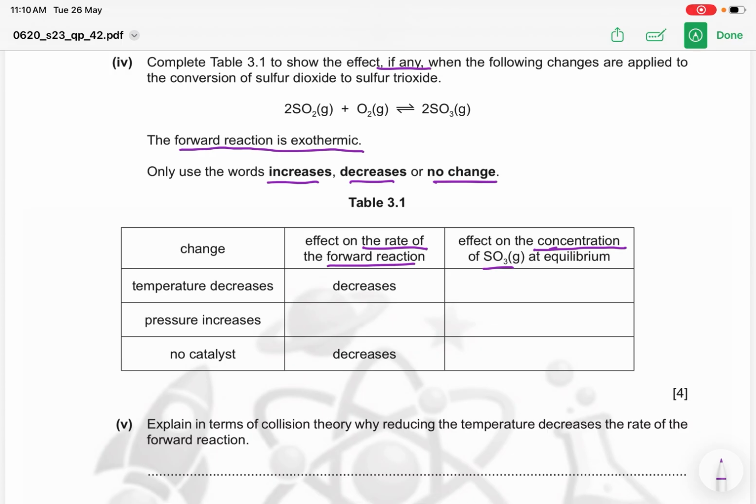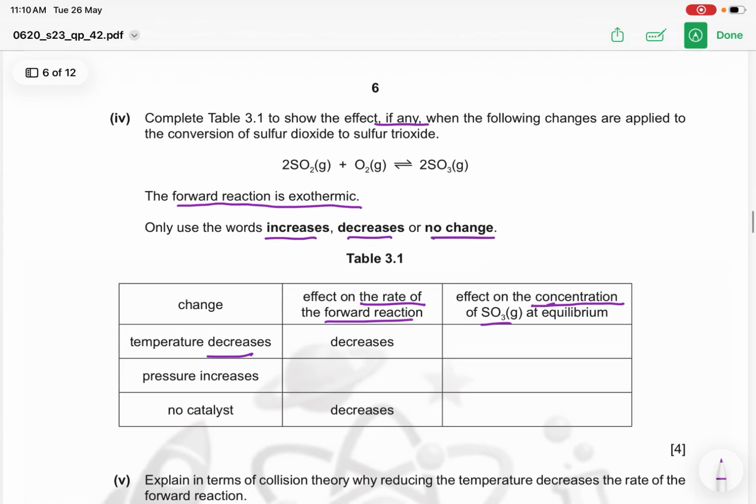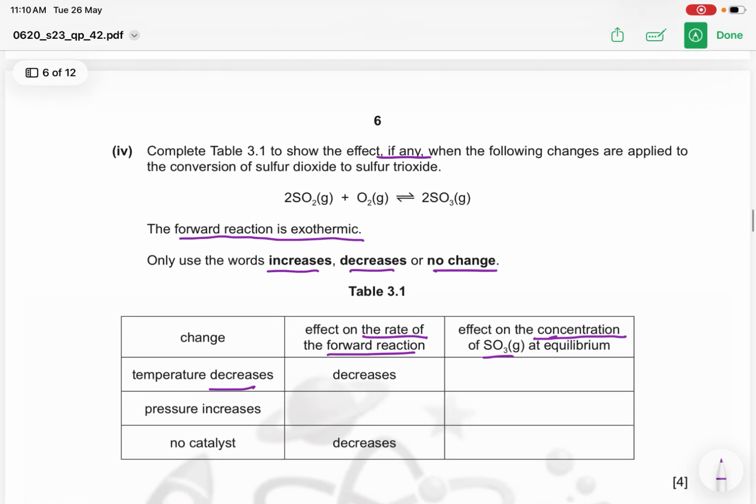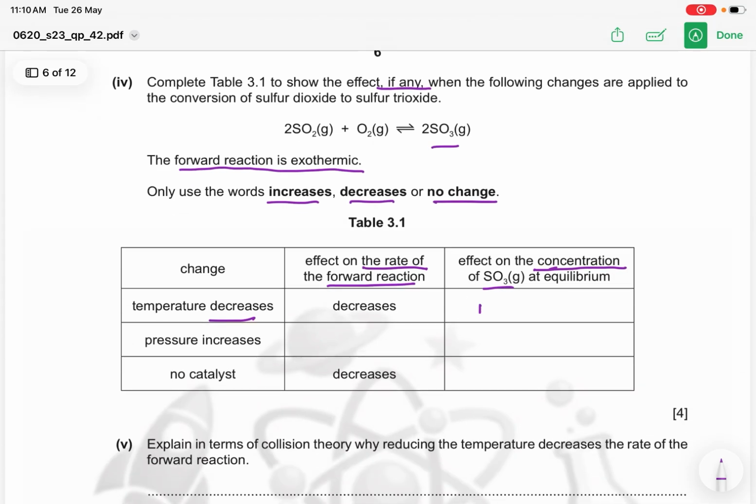What happens to the concentration of SO3? Now the temperature is decreased here and the forward reaction is exothermic, which does not require energy because the forward reaction is exothermic in nature. Okay, it is releasing energy already. So the concentration of SO3 is going to increase here.